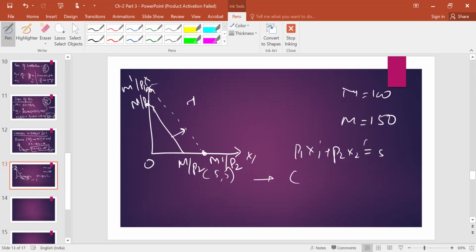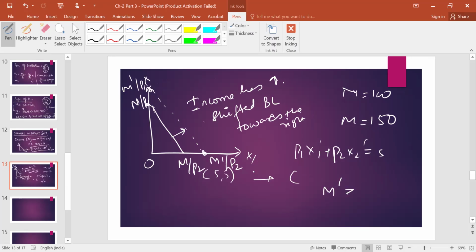Now, my income has increased, so the budget line has shifted towards the right. Why so? Because the amount of m has increased. Let's say this is 150 divided by the price of 5, which gives 30, where earlier 100 by 5 was 20. Now I can consume 30 quantities of it at the given price. So I can consume more quantity. All right.